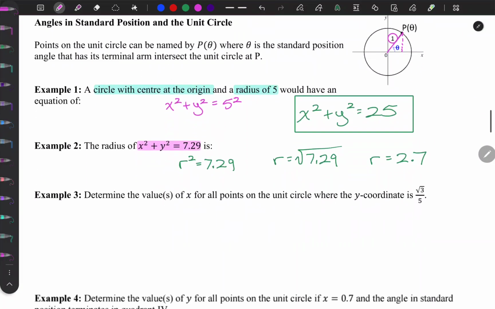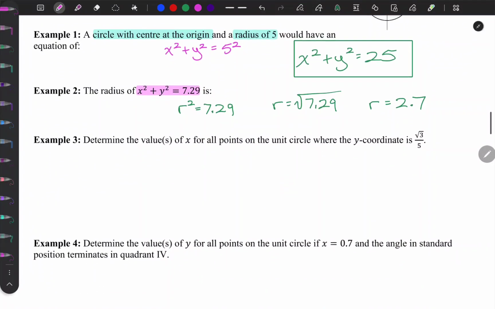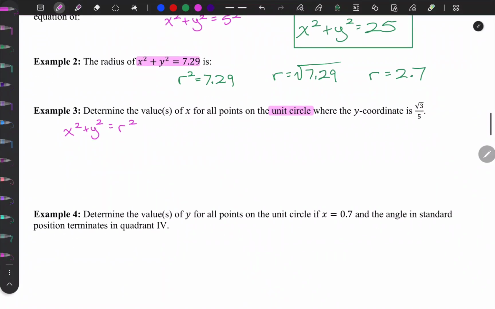Now, what we're going to do with this to start with is a couple of things. The first thing is, if we know one of the points or part of the coordinate, for example, if we know the y value, we can find the x value for any point on the unit circle, because knowing that we have the unit circle, we're given the extra piece of information that we know the radius. So for example, we say that x squared plus y squared is equal to r squared. We want to find the values of x for all points on the unit circle that have this y coordinate, root 3 over 5.